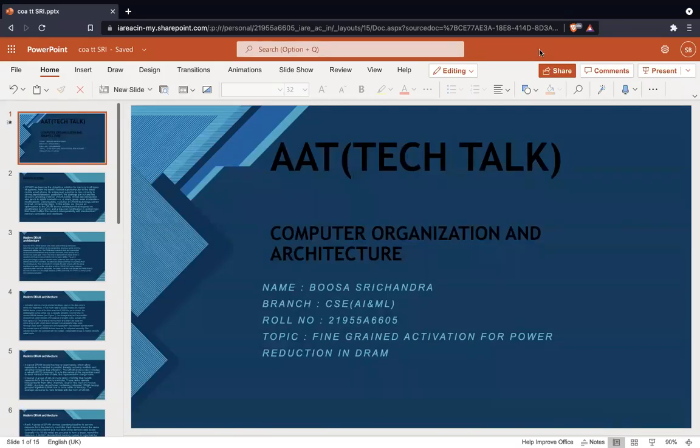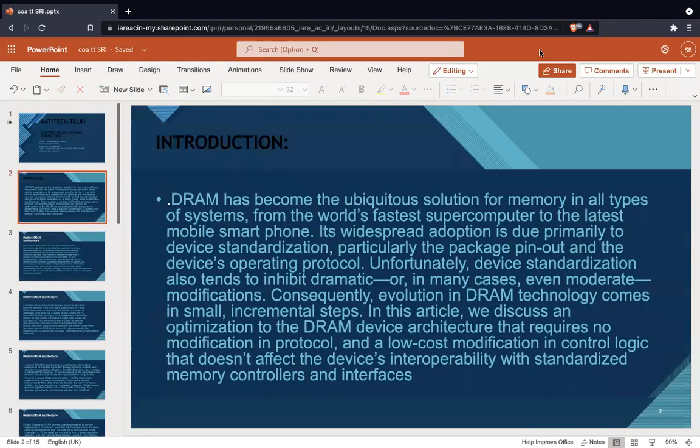Hi everyone, my name is Sri Chandra and today my topic is fine-grained activation for power reduction in DRAM. Let's get into the topic introduction.